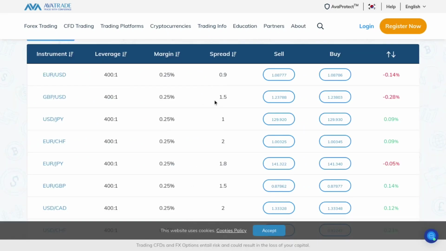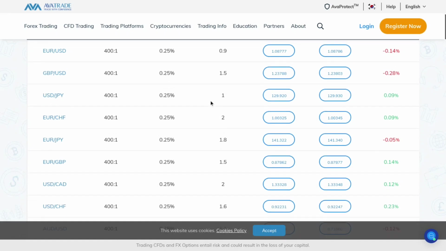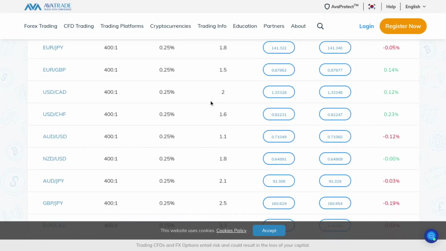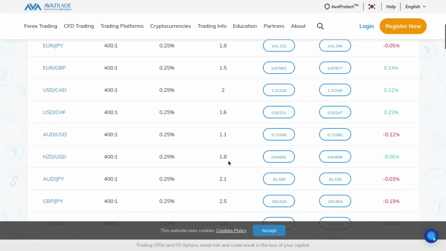These guys also offer fixed spreads. Their spreads do not change. They're fixed, meaning they just stay constant. And what you see is what you're going to be paying for spread at all times.